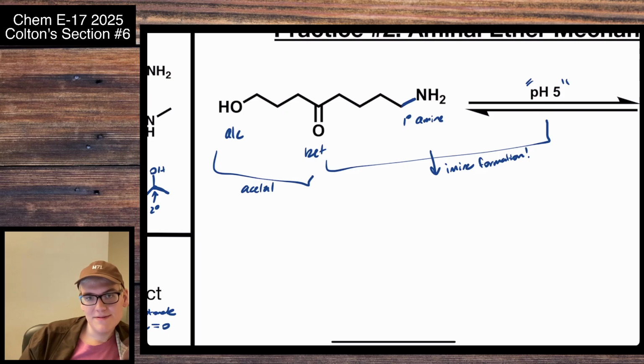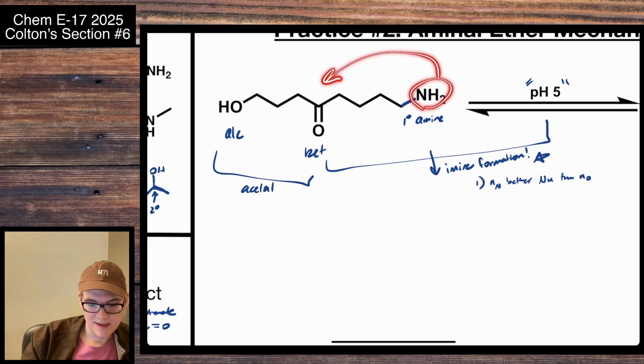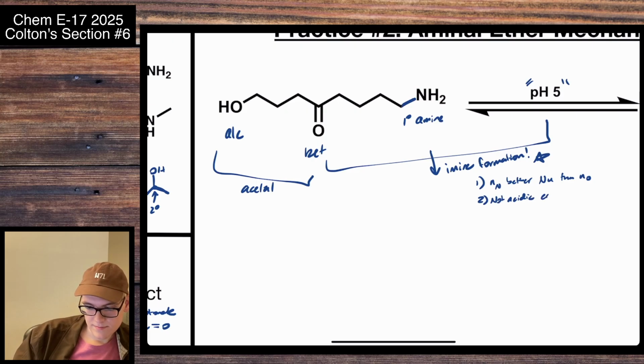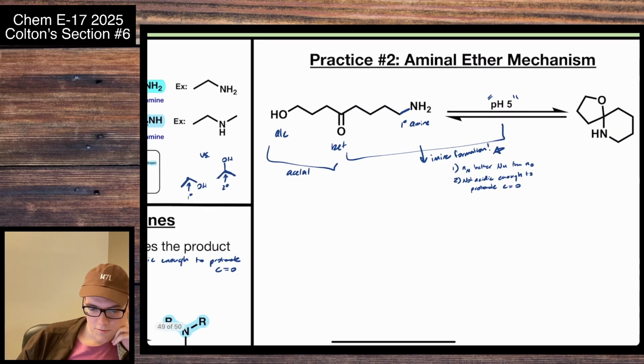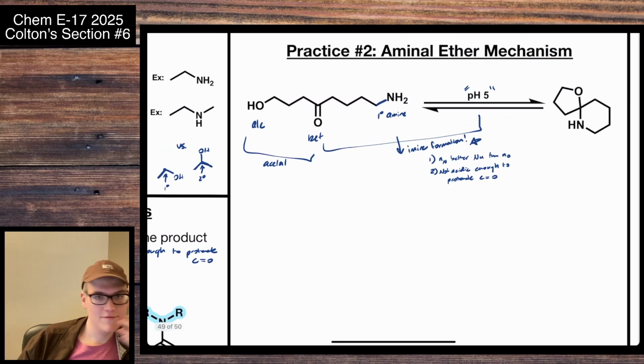So why do we know it's imine? There are two factors. Factor number one, the lone pair of nitrogen is a better donor than the lone pair of oxygen. So we know that this is just going to attack first. And second, we're not acidic enough to protonate the carbonyl. So we are going to be doing some sort of imine formation.